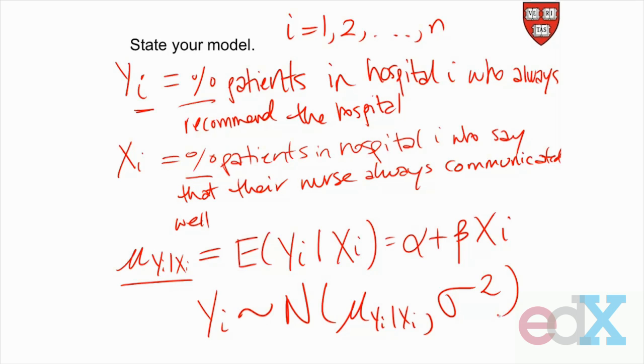All right, so now that we've stated our model, let's go ahead and look at the assumptions required to fit a linear regression model. In linear regression, there's four main assumptions that we make.